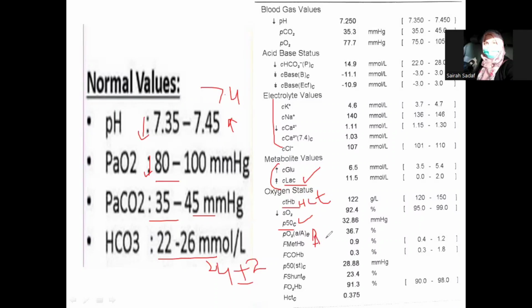AA gradient is this. And then some ABGs machines can also give you information about the PF ratio. P is the partial pressure of oxygen, and F is FiO2. So these are important for respiratory illnesses and respiratory pathologies.